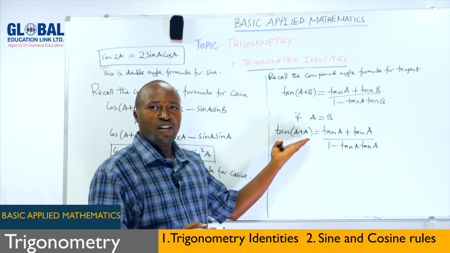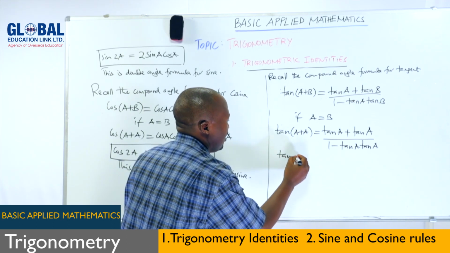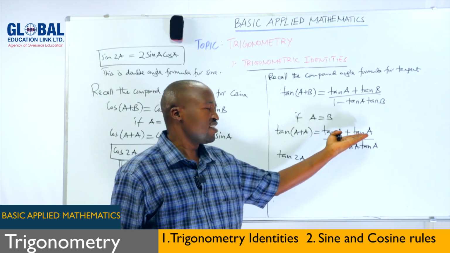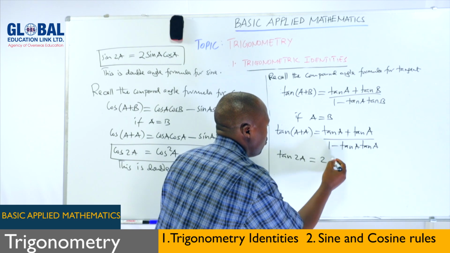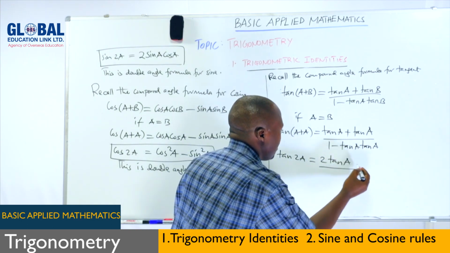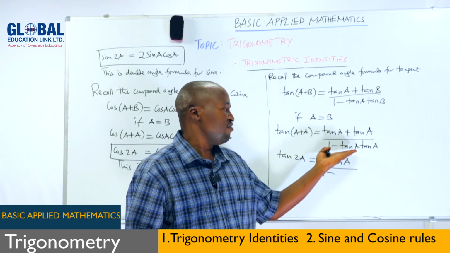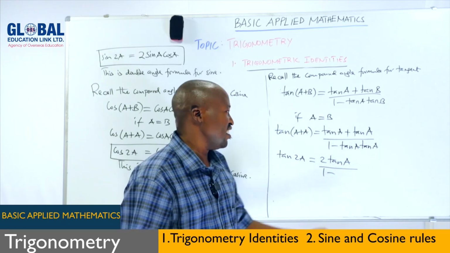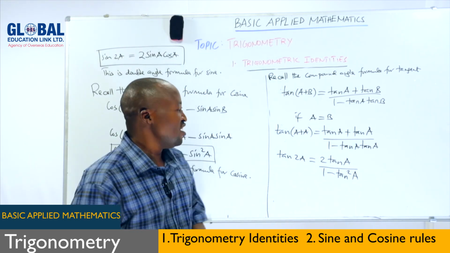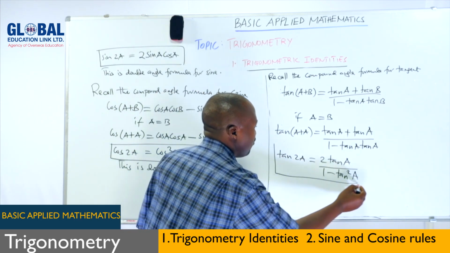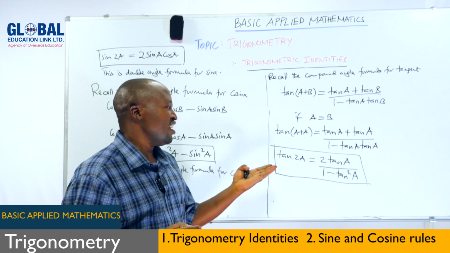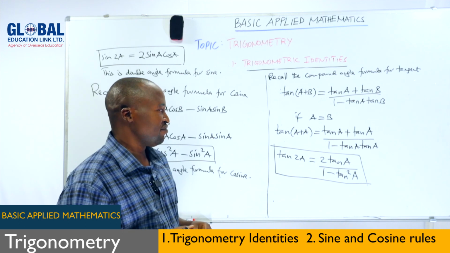Now, A plus A, that is tan 2A, is equal to tan A plus tan A, that is 2 tan A, over 1 minus tan A times tan A, that is tan squared A. So this is another identity formula we call the double angle formula for tangent.